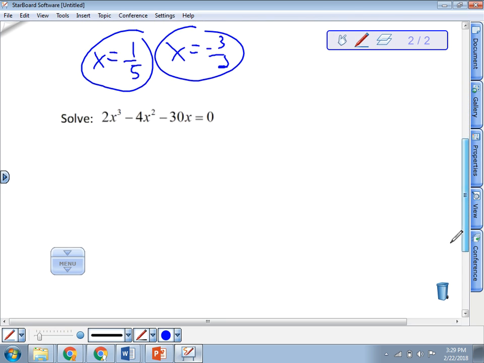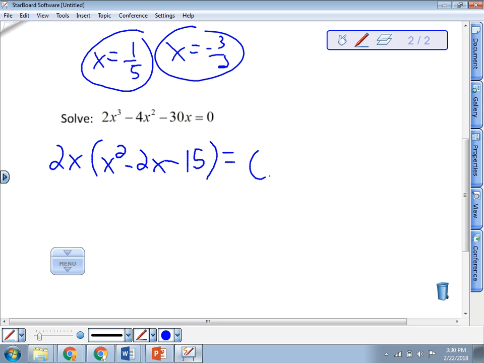Final example, it's set equal to 0. That's awesome. So now we've got to look to factor. How do we factor? Look to GCF first. When I take out a GCF, I get a 2. 2 goes into 4 and 30, and they all have an x. So I can take out a 2x. When I rewrite, I'll have x squared minus 2x minus 15, and then that equals 0.